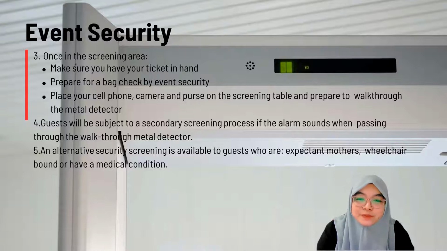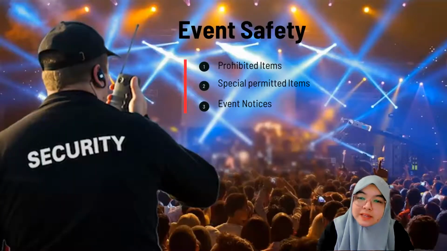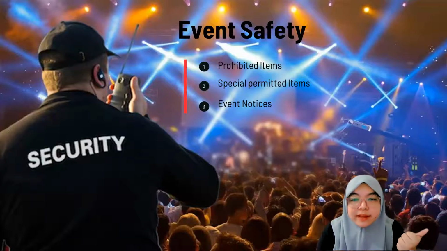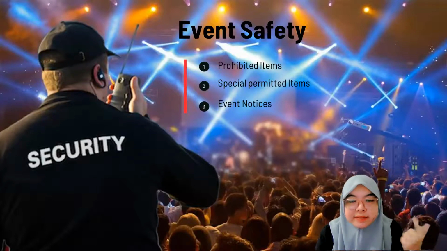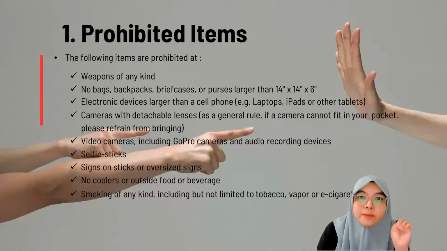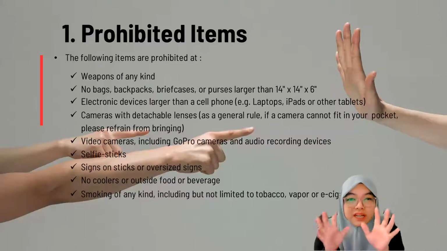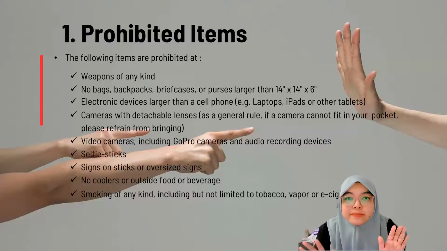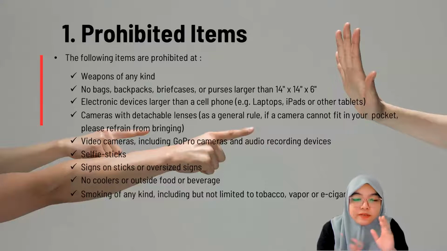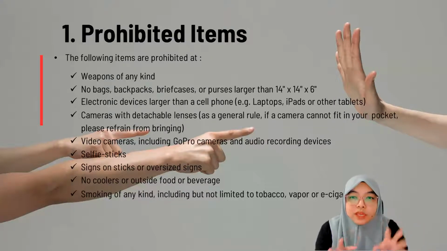Okay, so for event safety, we have 3 things that you need to check. First, prohibited items. Second, special permitted items. And number 3, event notices. As for the first one, prohibited items, these are common items that are prohibited from entering any place, for example an airport or an event. In this case, we are talking about events.